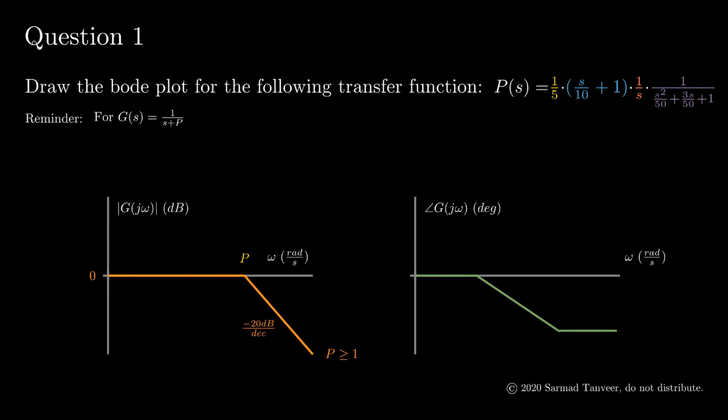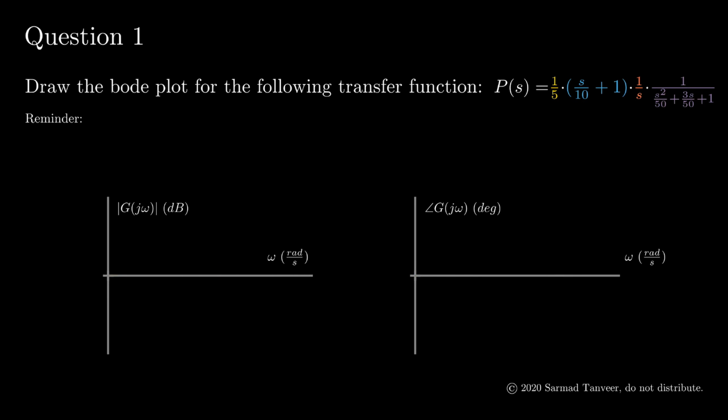The phase plot contributes 0 degrees until it reaches a frequency value of p over 10, or 1 decade before p. It then decreases at a slope of minus 45 degrees per decade and stabilizes to a final value of minus 90 degrees when it reaches a frequency value of 10p, or exactly 1 decade after p.